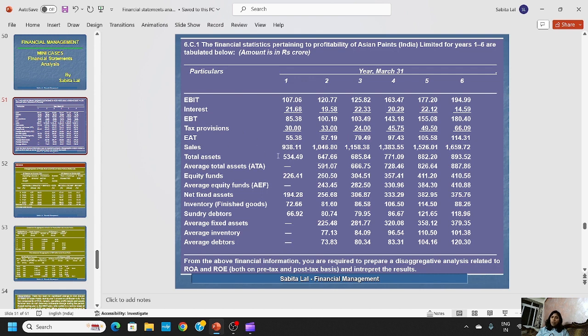And if I know the sales for 6 years, and total assets is given, I am able to calculate average total assets. And if equity fund is given, I am able to calculate the average equity fund. Then net fixed assets I am able to calculate. And inventory, if it is given, I have to write sundry debtors value. So from the above financial information, you are required to prepare a disaggregative analysis related to ROA and ROE, both on pre-tax and post-tax basis, and interpret the result.